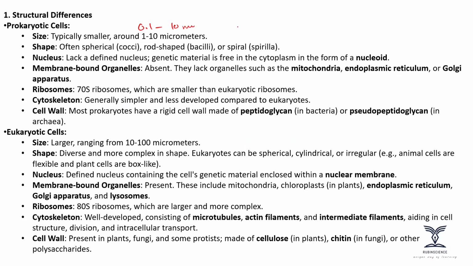These are smaller in size, almost which you can't see directly with your eyes, only through a microscope. In terms of shape, which we have studied in our previous video, there is the cocci shape, rod shape, which is bacilli, and spiral shape, which is spirilla.